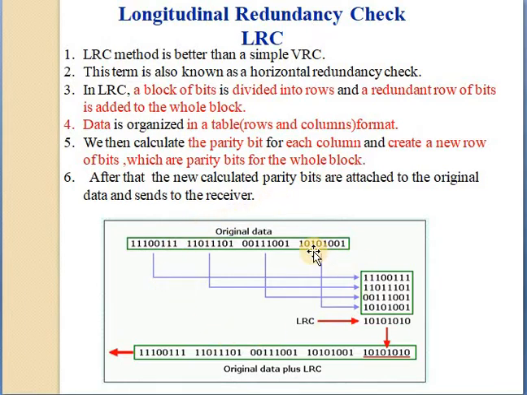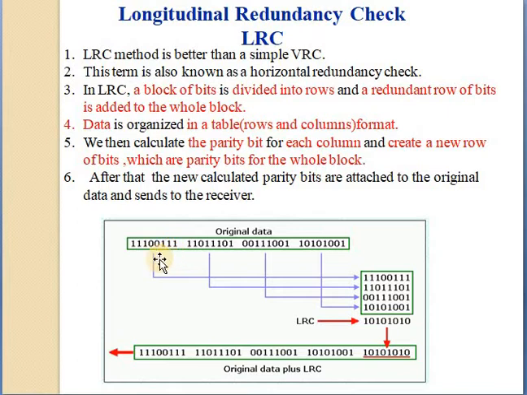This diagram shows that data is organized into a table, that is, rows and column format. After that, we calculate the parity bit for each column and create a new row. This is the LRC, which is the parity bits for a whole block. After that, the newly calculated parity bits, meaning the LRC, are attached to the original data and sent to the receiver. The direction of sending data is from the first bit to the LRC. This is the original data plus LRC. This is called the LRC.